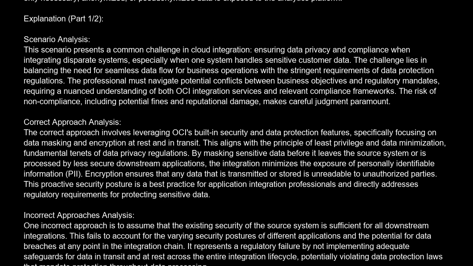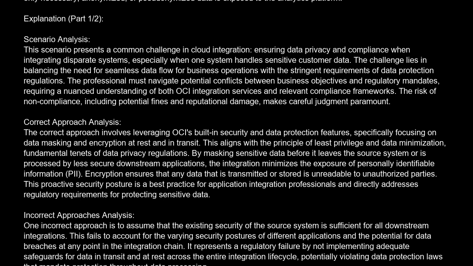Explanation. Scenario analysis. This scenario presents a common challenge in cloud integration: ensuring data privacy and compliance when integrating disparate systems, especially when one system handles sensitive customer data. The challenge lies in balancing the need for seamless data flow for business operations with the stringent requirements of data protection regulations. The professional must navigate potential conflicts between business objectives and regulatory mandates, requiring a nuanced understanding of both OCI integration services and relevant compliance frameworks. The risk of non-compliance, including potential fines and reputational damage, makes careful judgment paramount.